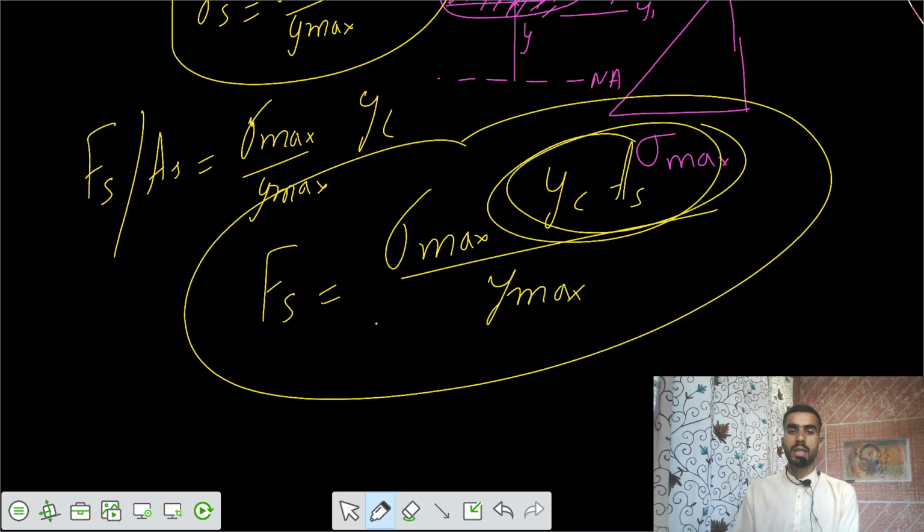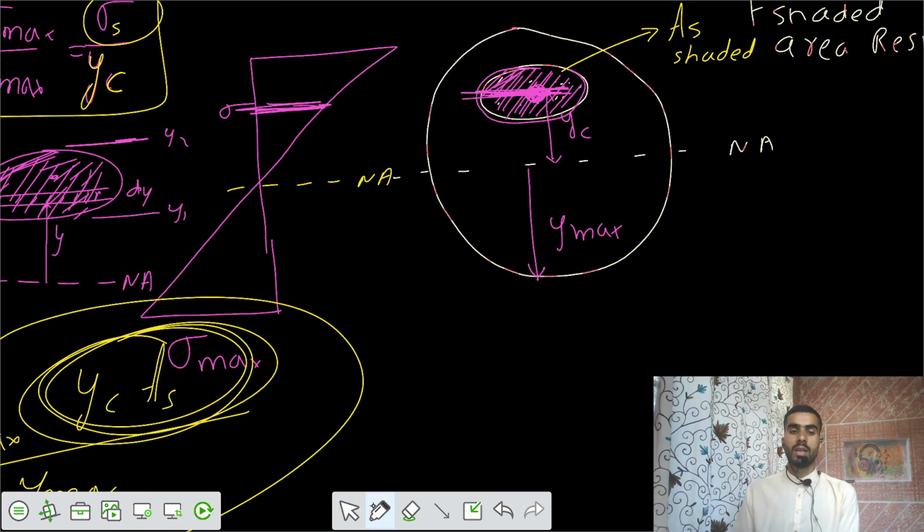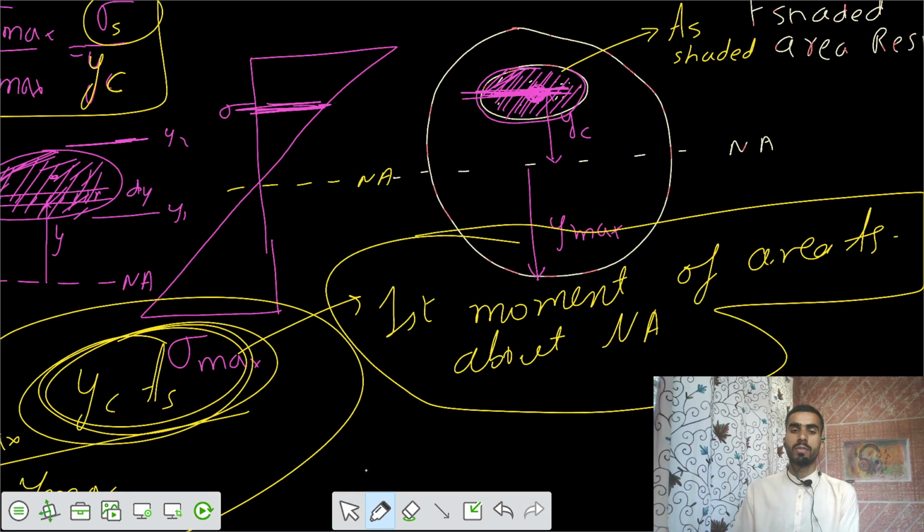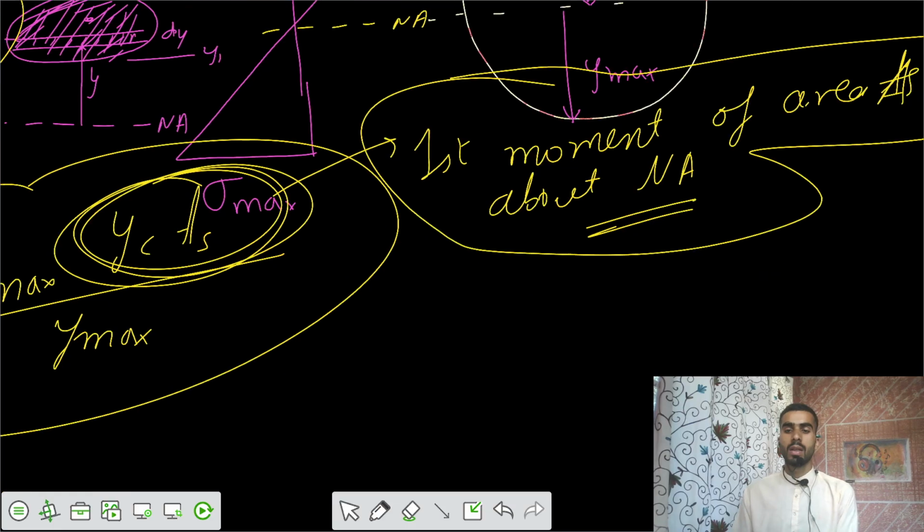So this part represents the first moment of area. Can we say that this is the first moment of area of that area A shaded about the neutral axis?